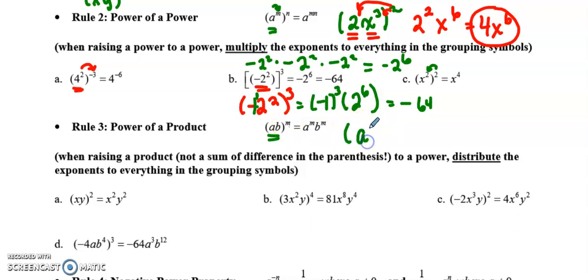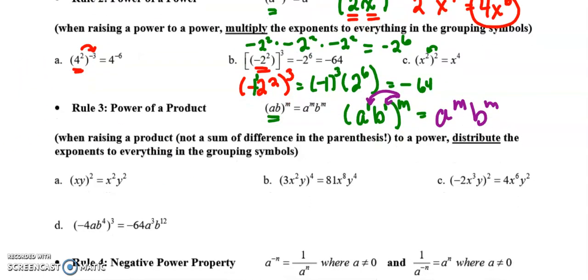So for example, if I were to write this, I could write this as a to the first, b to the first, all raised to the m. So now it's easier to see what those exponents are. So you can multiply 1 times m, which gives you a to the m, and 1 times m here, which gives you b to the m. Okay, so notice how you're distributing that m to the exponent on every single solitary base.